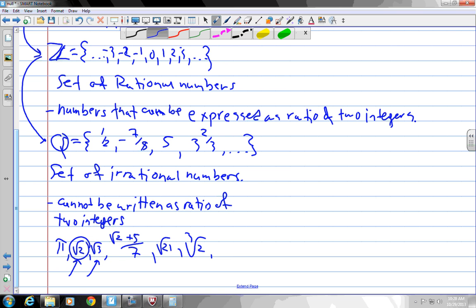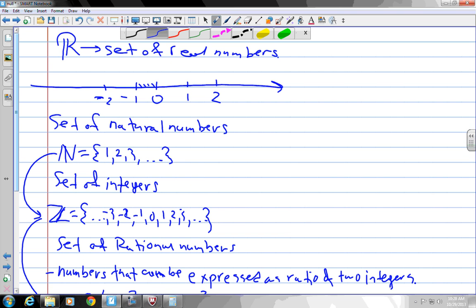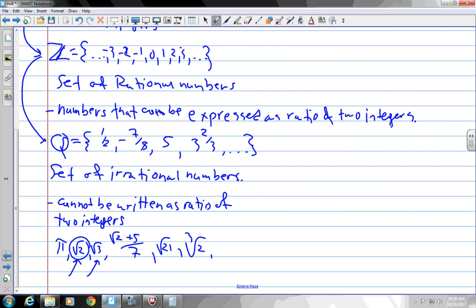So the square root of 2 does live somewhere here. Pi lives somewhere there. So I can still locate those numbers on the number line. So they're real. This would be the square root of 2. This would be pi. So they all belong there.